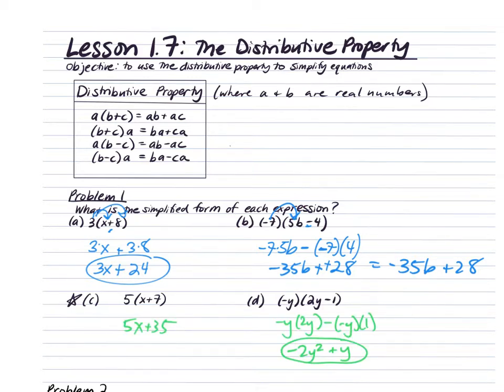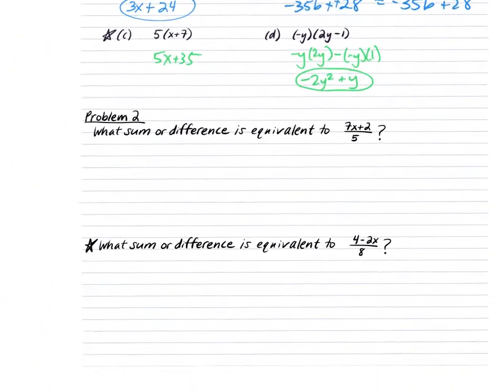Okay, so here was pretty simple, just 5 times x, 5 times 7 is 35. And then here with the negatives, this becomes negative y times 2y, and that's negative 2y squared, right? y times y is y squared. And then here, negative y times 1 is negative y, times the negative becomes plus y. Okay, so moving on to problem 2.